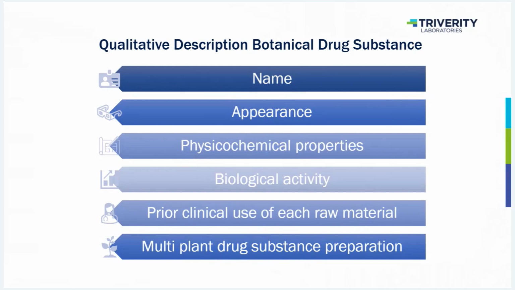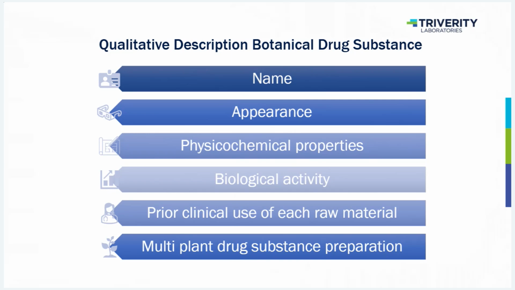There's a requirement for qualitative description of your botanical drug substance, and we're kind of moving into the IND phase now. So as you're developing a product, you need to have a name for it. You need to describe it. What does it look like? Provide physicochemical properties of it, any biological activity, and then prior clinical use of each of the raw materials that are going in there.